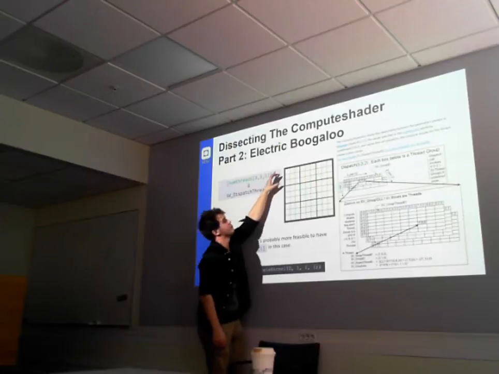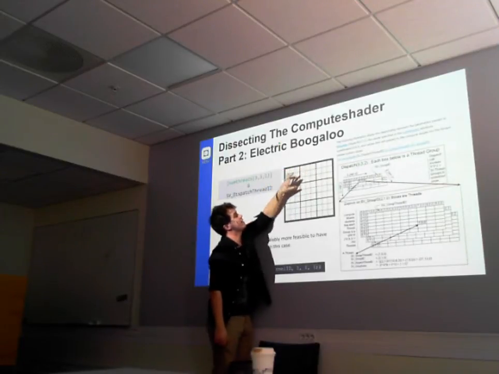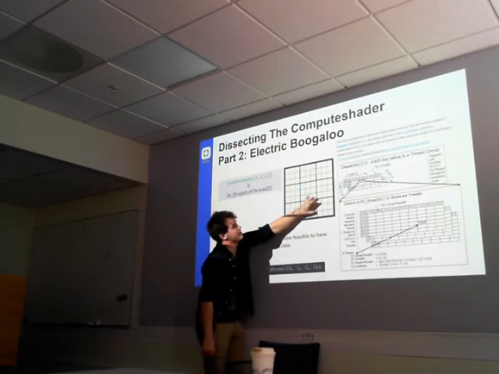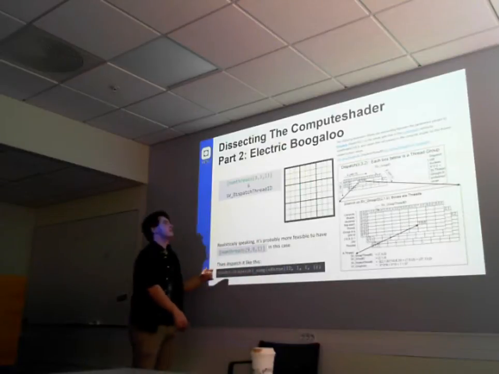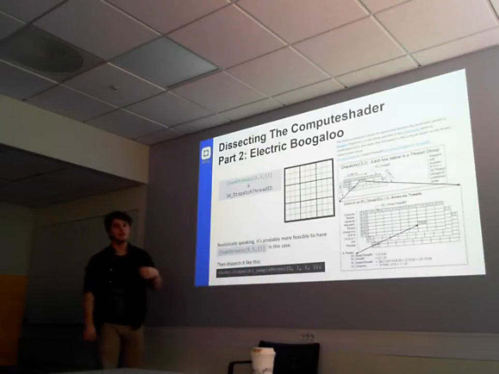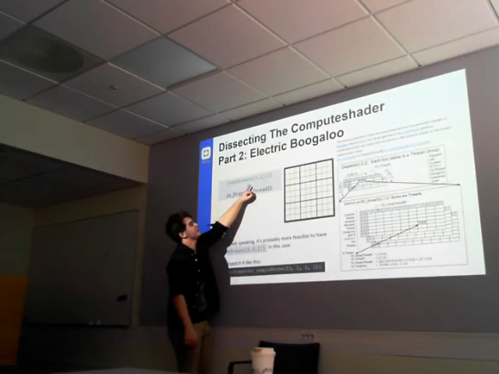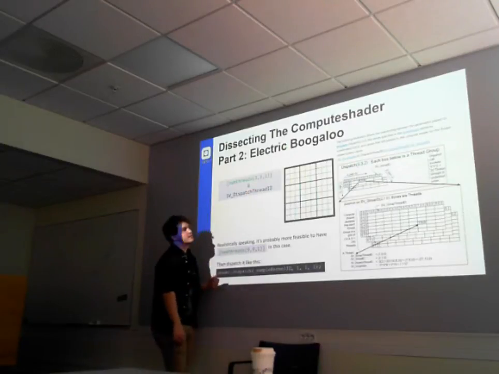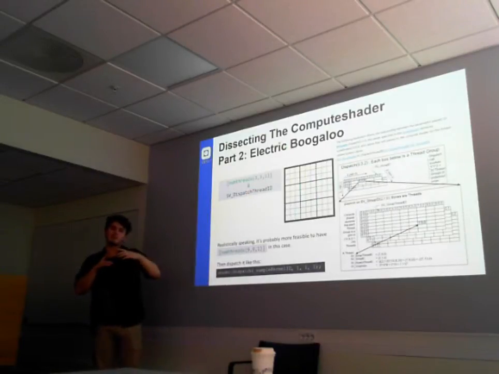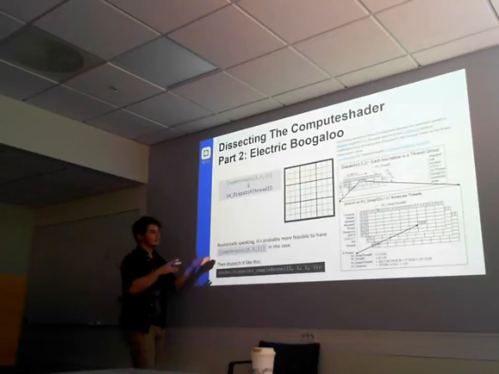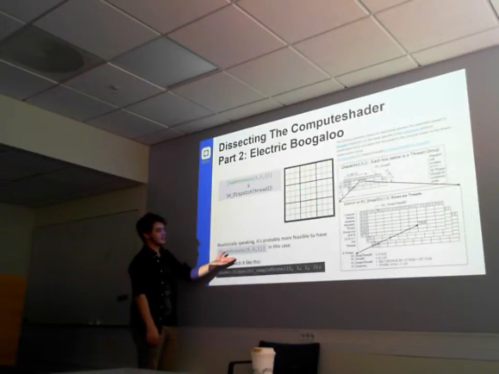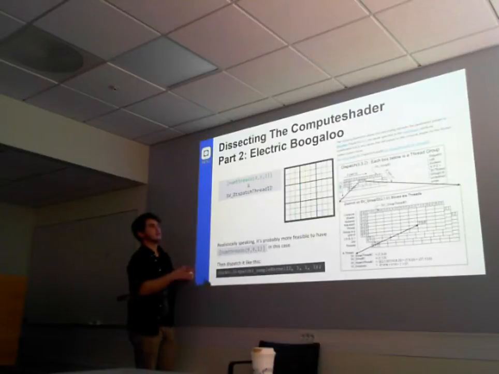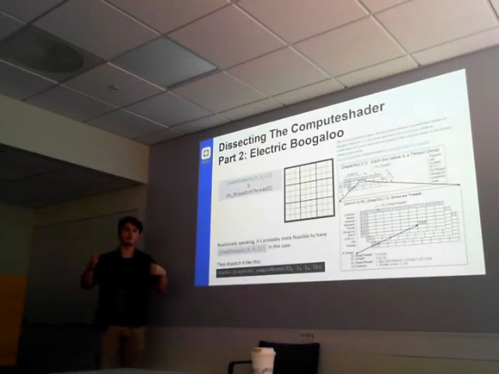So you have a thread group here, here, here, here, here, here, here, and here, and here. And then you'd run a dispatch with 3 and 3. But seeing as this is a really small problem, one more feasible way would probably be this, because it's very likely that you'll be able to run just the one thread group with a lot of threads in it.